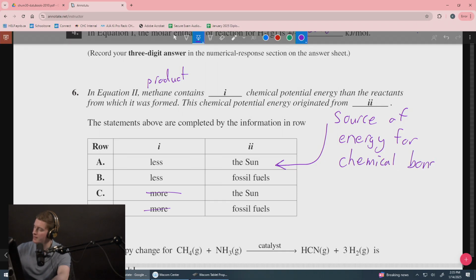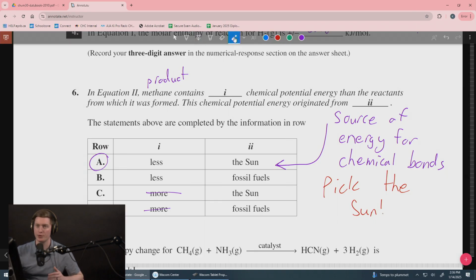Now, the methane may be a fossil fuel, but the organisms whose decomposition created the methane had the energy for their chemical bonds originate, if you trace it back far enough, from photosynthesis and therefore from the sun. So A is our answer here, and your hint for your diploma exam is pick the sun. I just wrote it badly, that's why I'm rewriting it. Pick the sun.